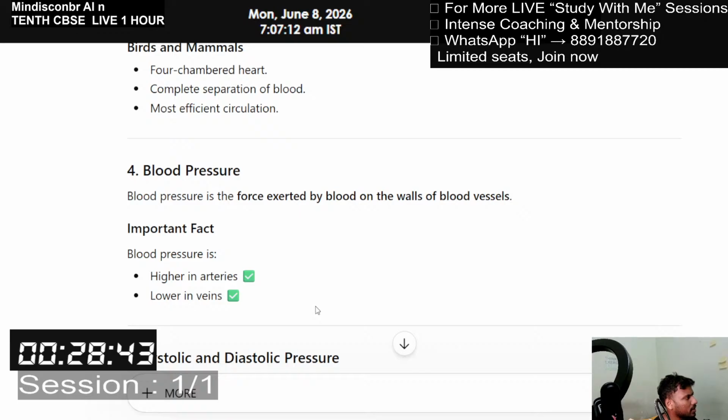Blood pressure. Blood pressure is the force exerted by blood on the walls of blood vessels. Important facts: blood pressure is higher in arteries, lower in veins.